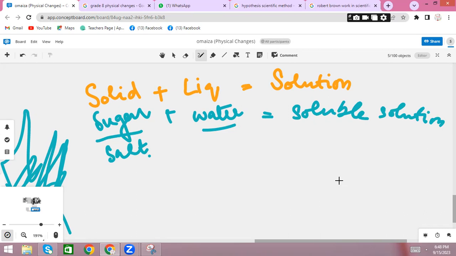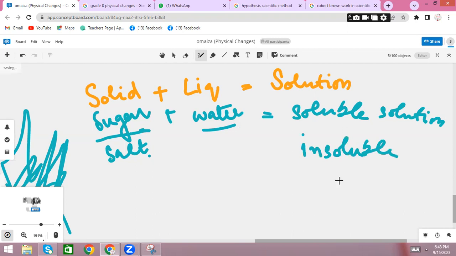I was telling you about the solution. A solution is when we dissolve one or two substances together and it forms a mixture. We are adding solid into liquid, and if it is soluble, then it is forming a solution. This solid may be sugar in water, forming a soluble solution. Soluble is one which is completely dissolved. The insoluble is the opposite.